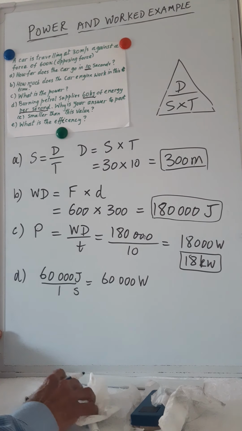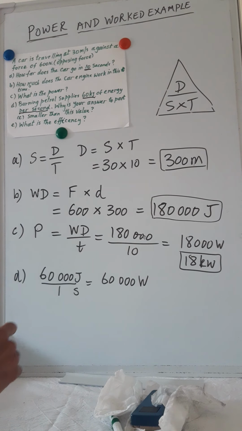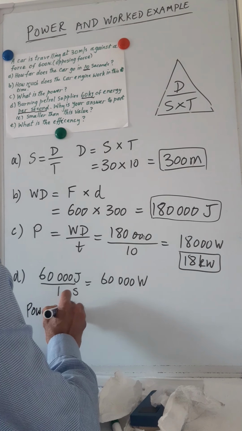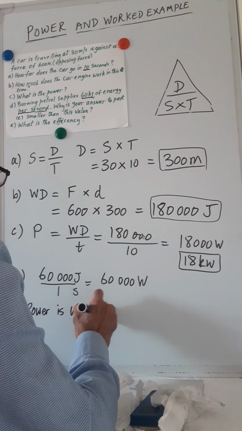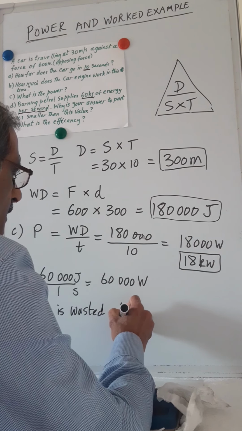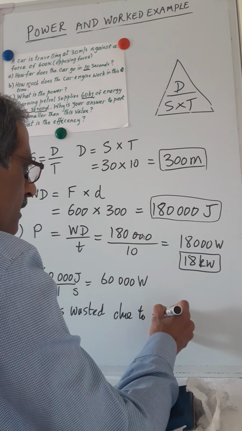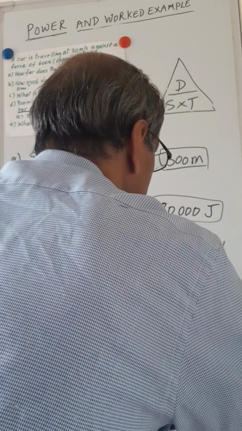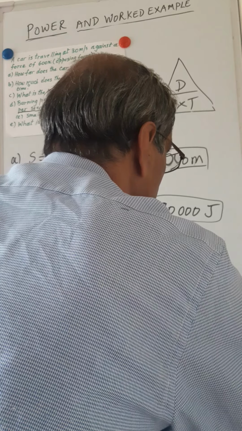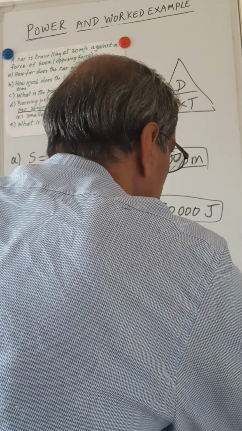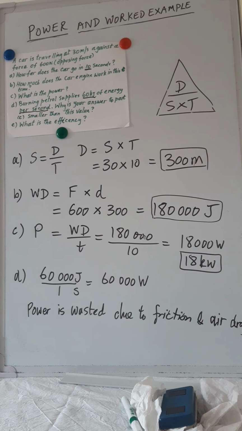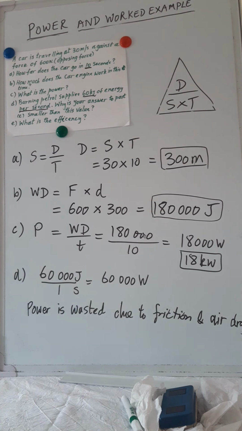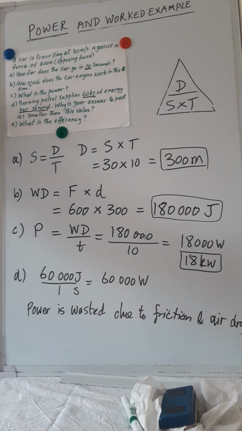So the answer to part C is small because power is wasted due to friction and air resistance, or air drag. That is why you can never get an efficiency of 100%. Power is always wasted as heat or due to friction.